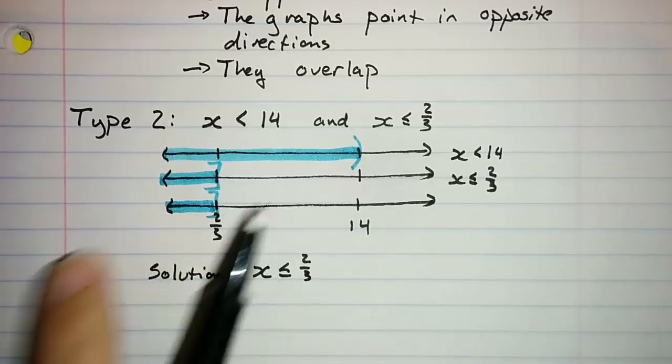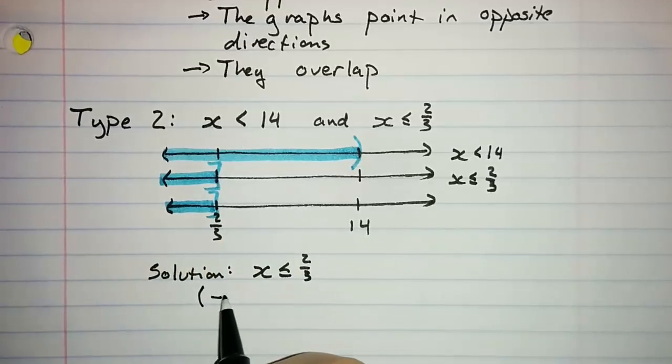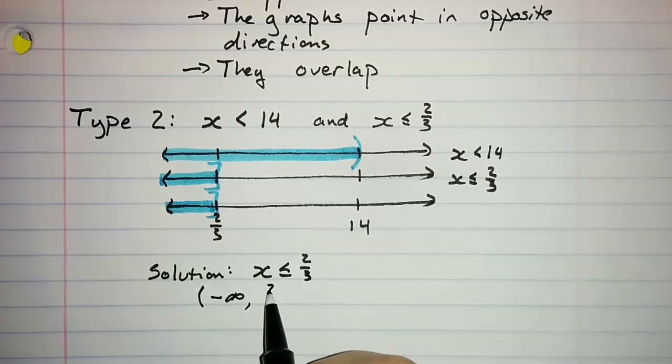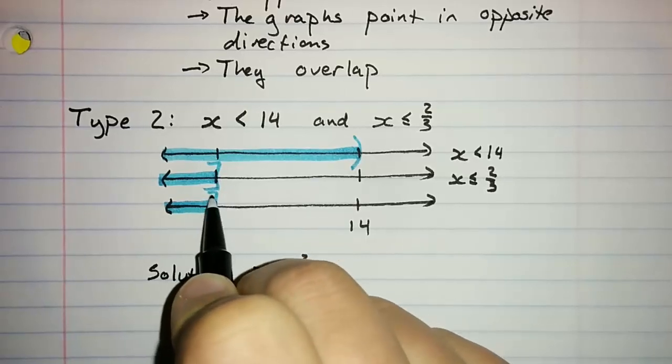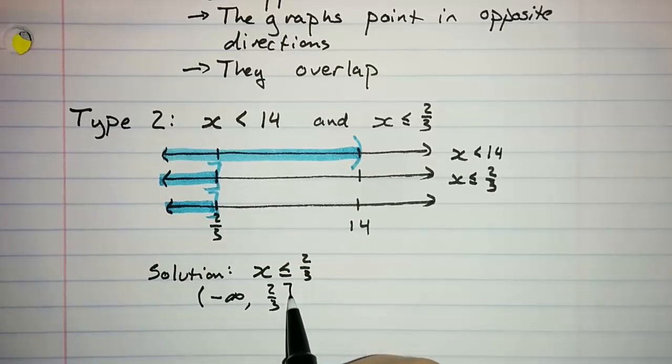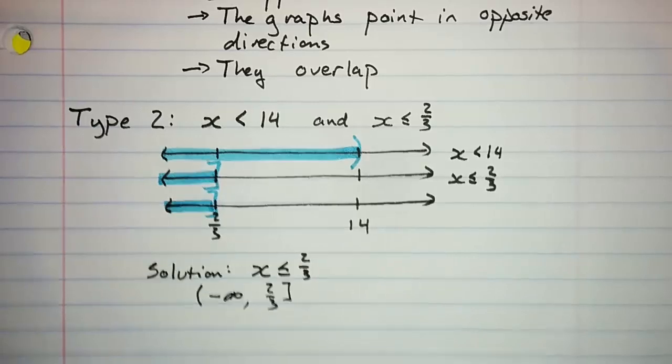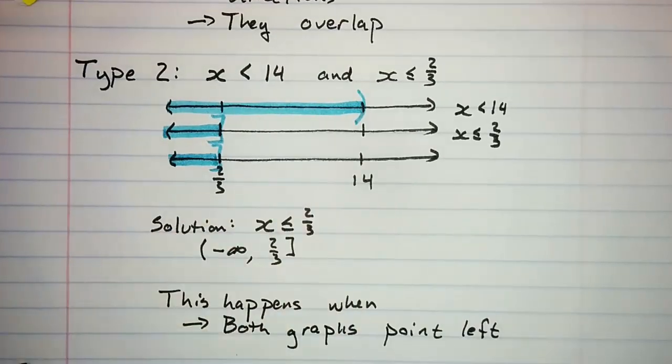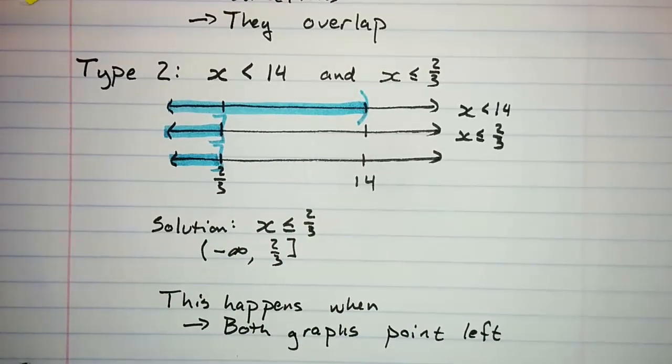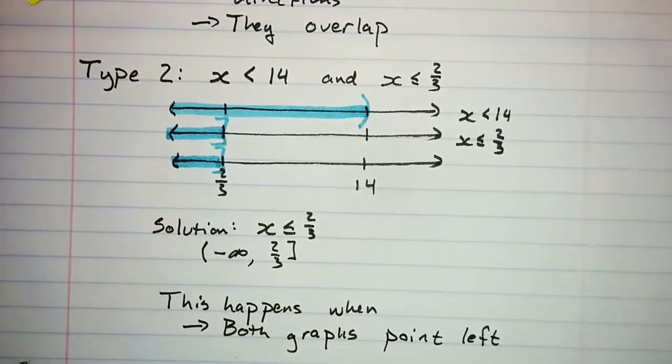In interval notation, here we have no left end, 2/3 is the right end. I see a square bracket here, so I'll write a square bracket here. When does this happen? This happens when both graphs go off to the left. Of course, if both graphs go off to the left, they will overlap.